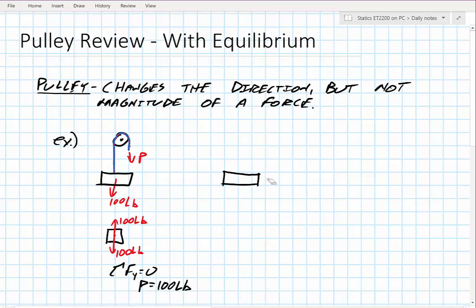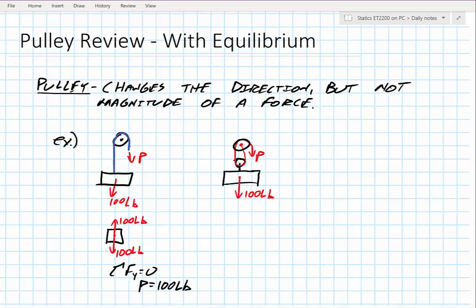If we bump it up a level and instead had a pulley that was attached to the top, it's going to go down, around, up, and over, something like that, and I'm going to pull with some force P. And once again, this is going to be a 100-pound box.